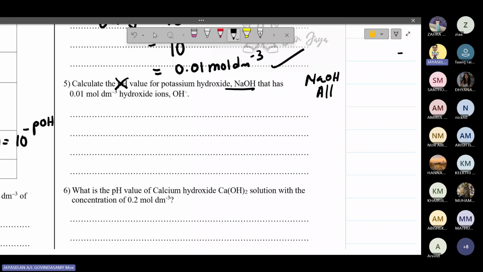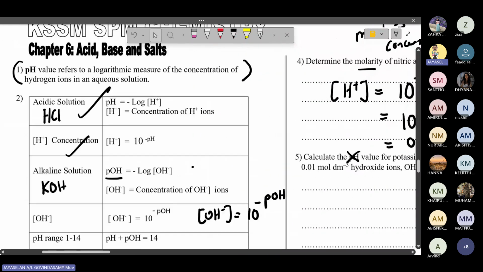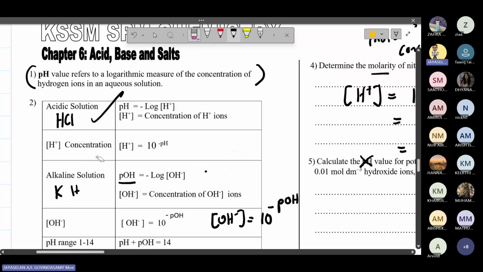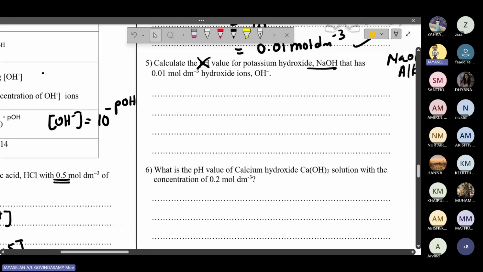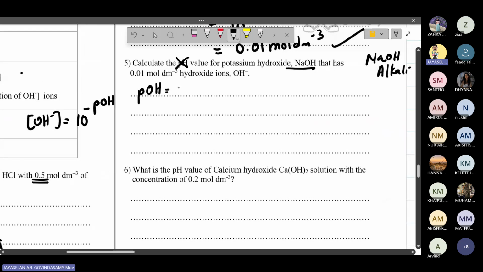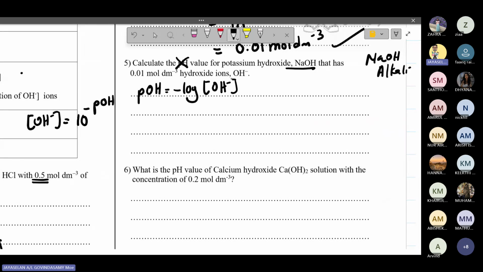NaOH is called alkali. When they ask alkali and the concentration already given, right? So, apa formula you kena guna? Ini semua saya padam. You have to use this formula. So first step, you put pOH equals negative log concentration of hydroxide ion. The concentration of hydroxide ion is given here. Negative log concentration 0.01. Calculator answer. Anyone can give me the answer?